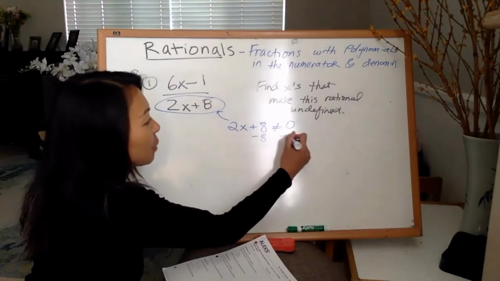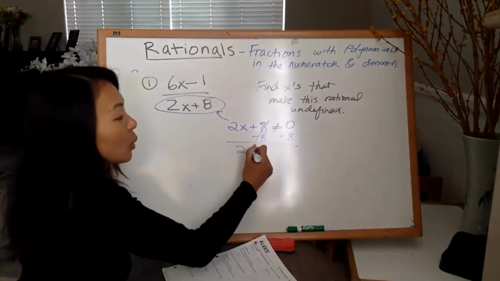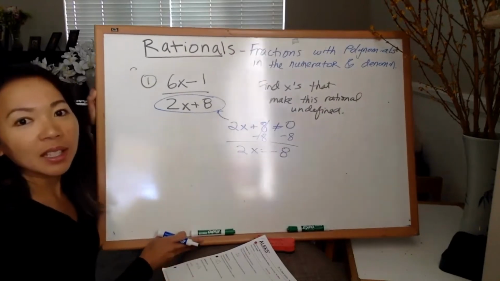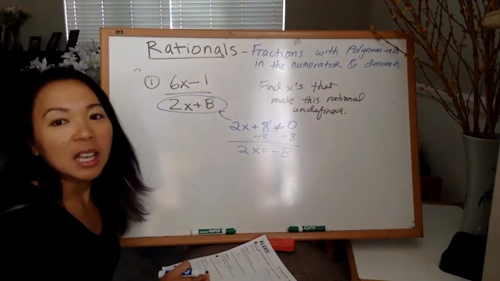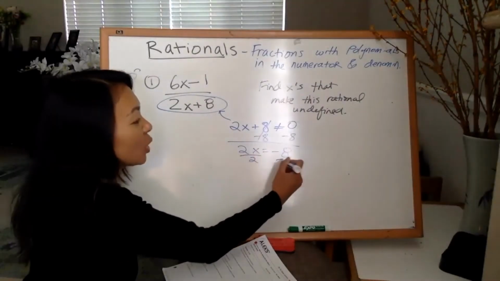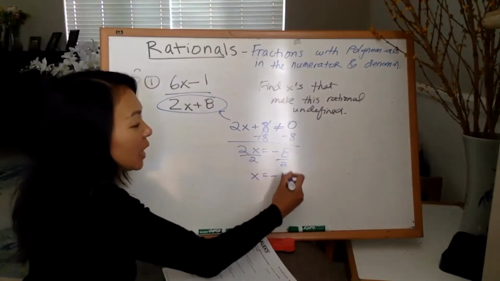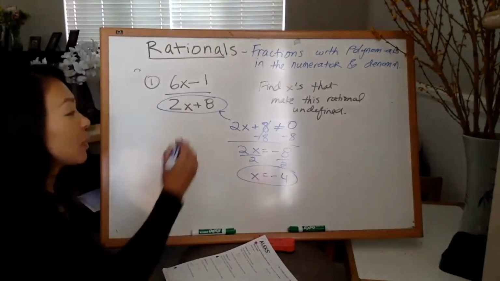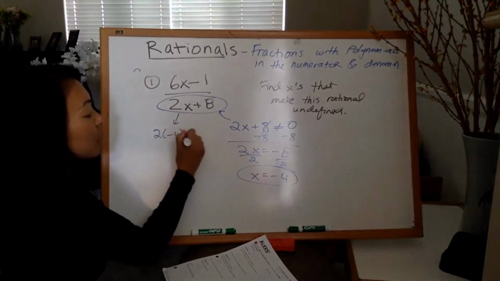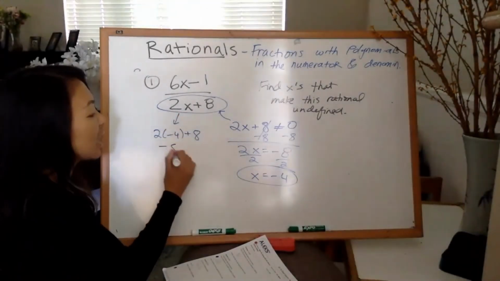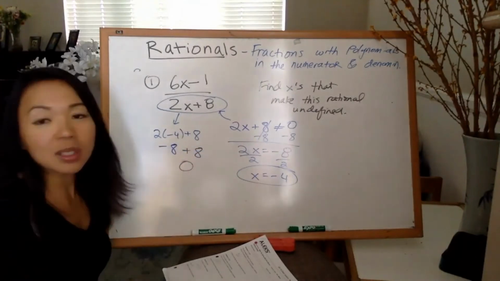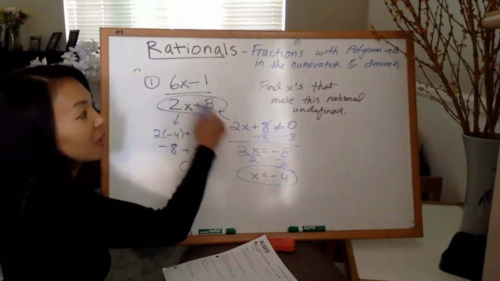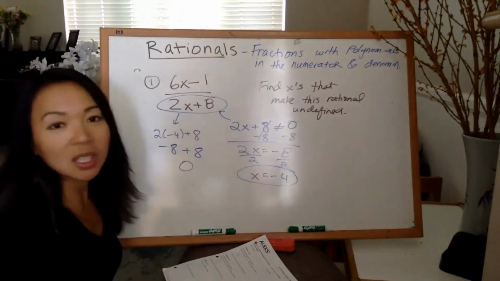I'm going to subtract 8 on both sides. So I end up getting 2x is equal to -8. Sorry, the sun isn't working very well with this board. After that, I divide both sides by 2, and I end up with x equal to -4. If you check this, if you put 2 times -4 plus 8, what are you going to get? -8 plus 8, and that equals 0. So therefore, if you plug -4 in here, that's going to make this rational expression undefined.